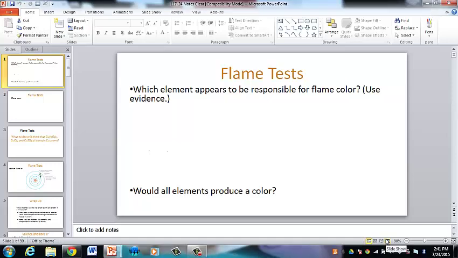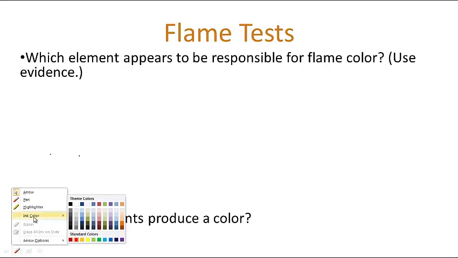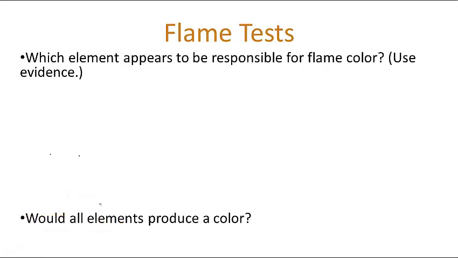Okay, so these are the notes that go along with the flame test experiment that we did, which tends to be a favorite. So which element appears to be responsible for flame colors? Using evidence, how do we know which one is responsible for the flame colors? Generally, the metal atom causes the flame color.